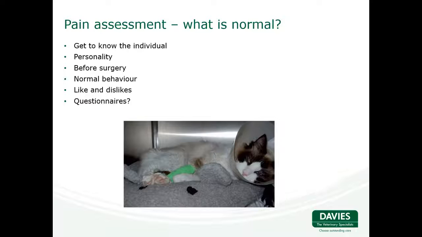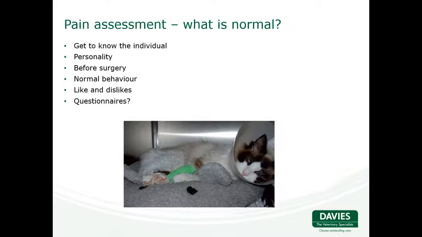So first thing with pain assessment, what's normal is good. Remember, all these animals are individuals. What's their personality like? Ideally before surgery. I know that can be difficult if you've got a very short time between admit and the animal going to theatre, and also if an animal comes in as an RTA, as an emergency, or when they're sick. But knowing what their normal behaviour, what their likes and dislikes are, is really helpful, because if we can provide an environment for them that they like, then they're less likely to exhibit anxious and stress behaviour.